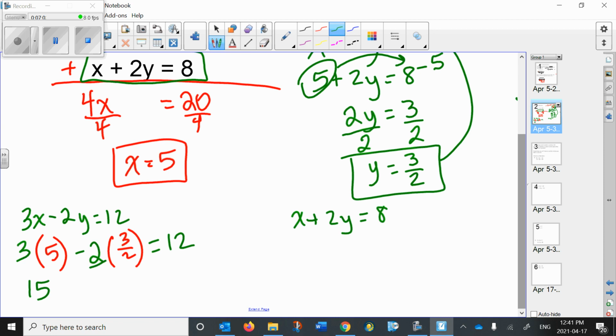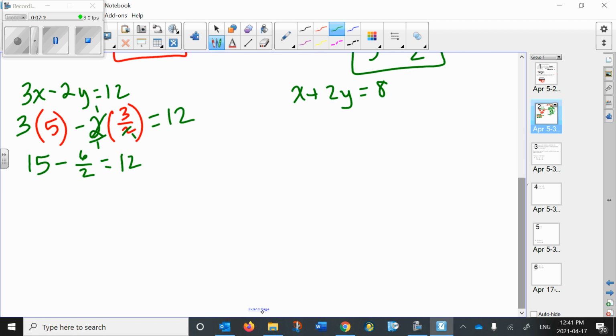Again, you can put this over 1 if you want. So I would get negative 6 over 2. Or if you prefer, you can cross reduce and say 2 goes into 2 once and 2 goes into 2 once, and then you get just 3, which is what this is going to give us. But we'll just leave it like this. That equals 12. And we're going to say 15 minus 6 divided by 2 is 3 equals 12. So we ended up getting 12 is equal to 12, and that's a true statement. So we know that it works for that equation.